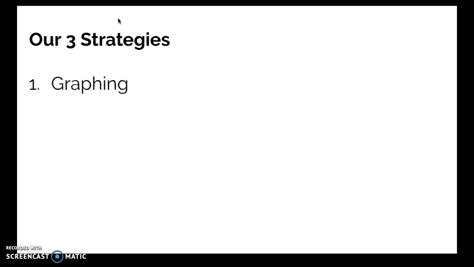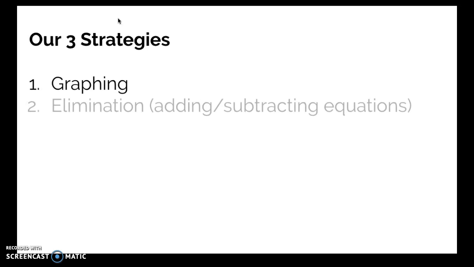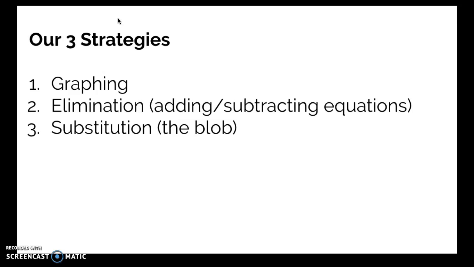The first strategy was to graph both of them. The second strategy was to eliminate, and that's when we stacked the two equations on top of each other, and then we added or subtracted them to get rid of one of the variables. And the third way was substitution, and this was the blob method. Remember, we solved for one of the variables, made that equation, and put that equation into the other one.